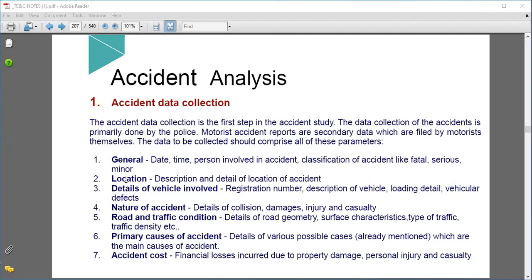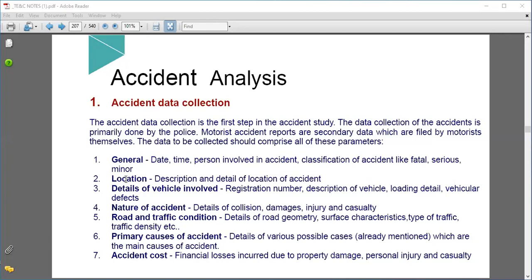Now we'll move towards the next one, that is the location. In that location part we collect the descriptive details of the location of the accident. Again, the third one is the details of the vehicles involved. In that accident data collection, we will record the details of the vehicles. Which vehicles are there, whether two-wheelers or four-wheelers, what the registered number is, description of the vehicle, loading details, and the vehicular defects. All that information will be collected from the details of the vehicle involved.